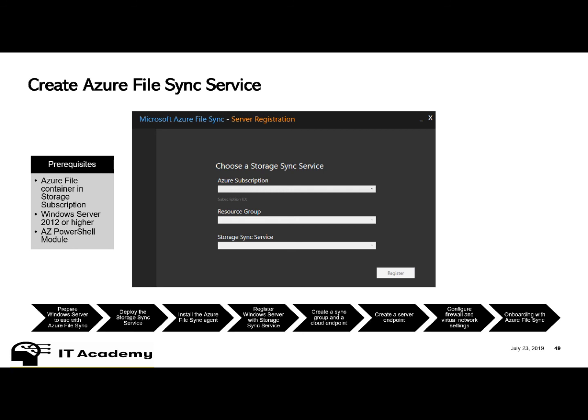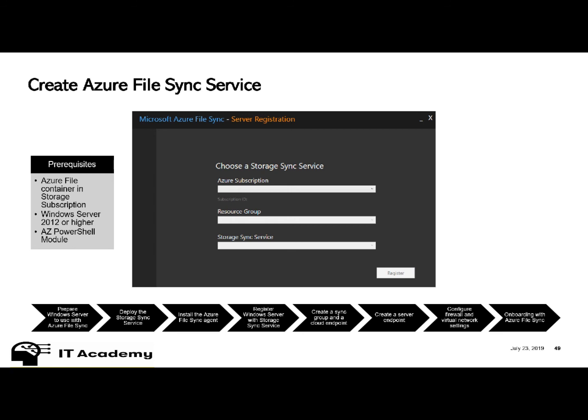The process we need to be aware of for the exam, though, is we need to know how to prepare the Windows server to run the Azure File Sync service. That means making sure it's got PowerShell, the PowerShell modules, and a file subscription already exists. Then we deploy the storage sync service. Now remember, newer versions of Windows will have that built in. Older versions, 2016 and previous, will not have it installed. We also need to install the Azure File Sync agent.